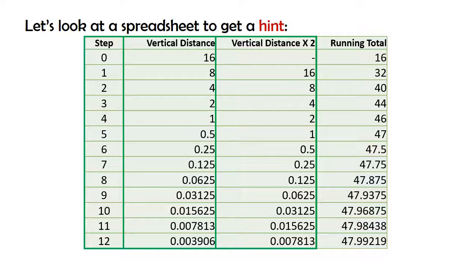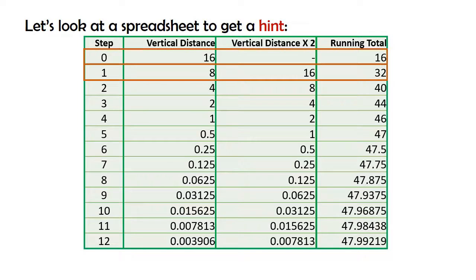Now, for the third column, we double each of those numbers in the second column, except for the first one, because there was only one of those. And then we get a running total of how much the total distance will be. So starting with the initial drop, it's dropped 16 meters. And so under the running total in the first row, we have 16 meters. Now, in the second row, we add that 16 meters to the 16 meters for the first bounce, the 8 up and 8 down, and we get 16 plus 16 is 32.